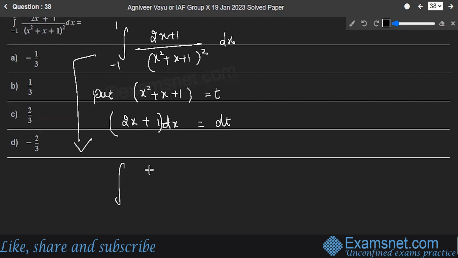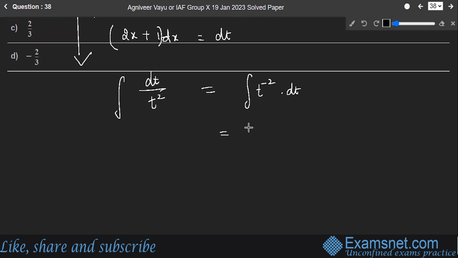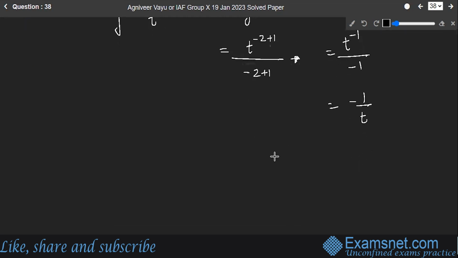So for the time being, this will be written as dt upon t square, which is equal to the integral of t raised to power minus 2 dt. So this integral on solving will be t raised to power minus 2 plus 1 whole divided by minus 2 plus 1. This is t raised to power minus 1 upon 1. So this is minus 1 upon t. Now, what was t? Let's put it in. You had this as 1 upon x square plus x plus 1. Now I'm applying the limits.